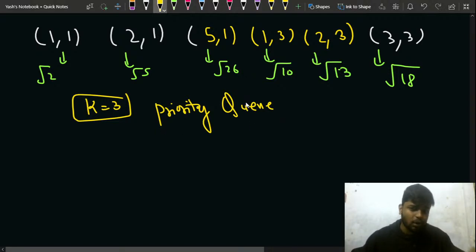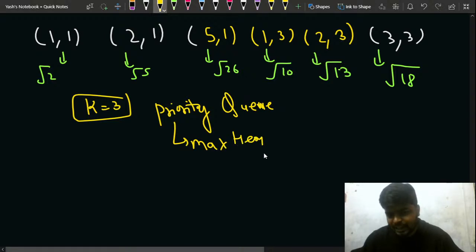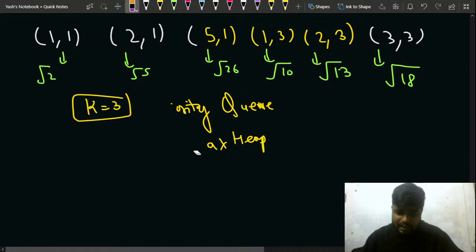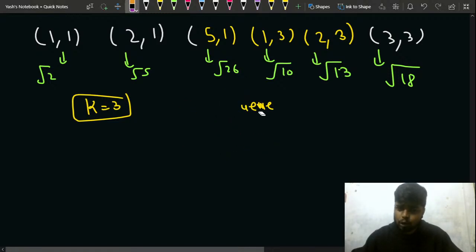So I can use a priority queue. What will my priority queue do? So I can use a max heap, and what I can do in that max heap is, first of all, it must be clear that I am using a priority queue, and I'll tell you why I'm using it. So if let's say the value of k is 3, that is I want to find the k closest points to the integer.